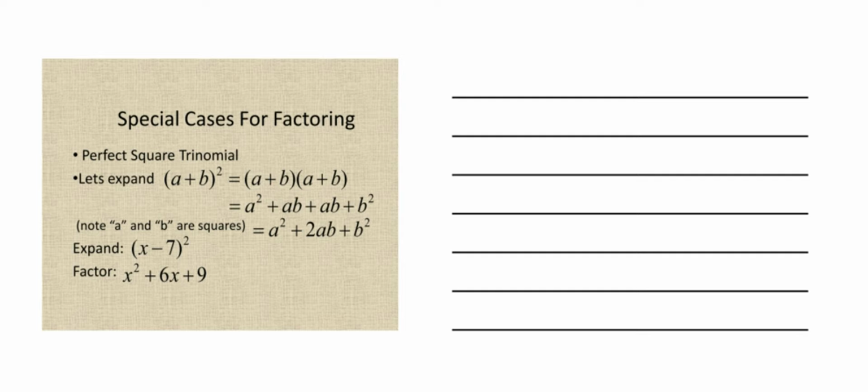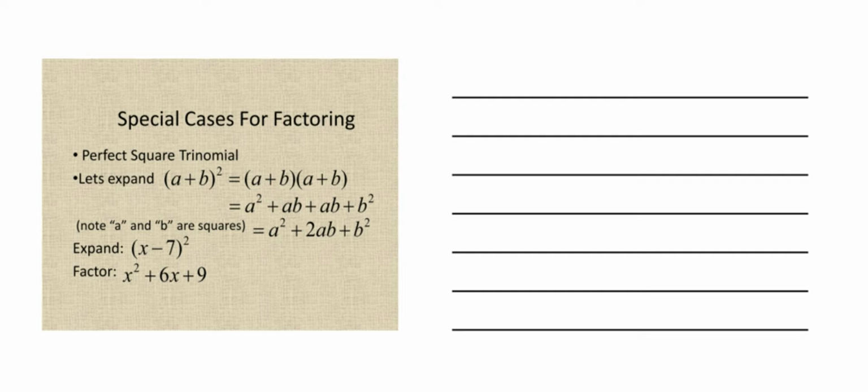Special cases for factoring. Perfect square trinomials. We can always try expanding, for instance, a plus b in parentheses squared. Well, the fact that there's a square implies there's two of them. So it's sort of like saying a plus b times, in another set of parentheses, a plus b. As we distribute, a times a gives us a squared, a times b gives us ab, b times a gives us ab, and b times b will give us b squared.